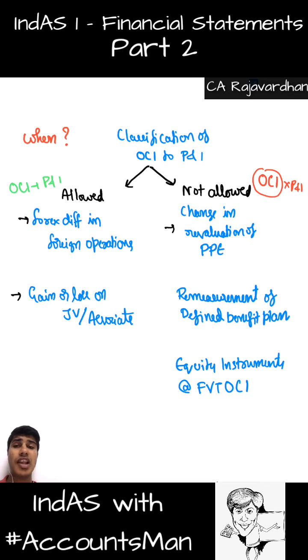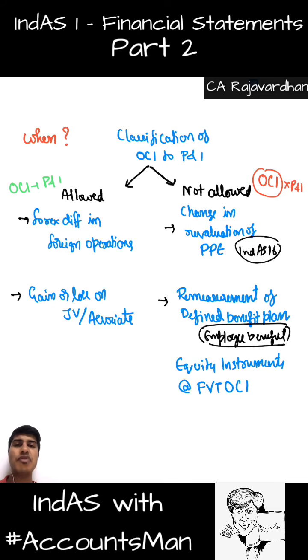If there is any change in revaluation of PPE, we will discuss this when we start with Ind AS 16. So when it is there, it will remain there. It will not get transferred to P&L account ever. Then if there is any remeasurement of defined benefit plan, this is with regard to employee benefits, it will remain as other comprehensive income only when there is change in the value of the plan assets. You get that? This is a little different from our accounting standards. We'll discuss it when we take up employee benefits. So at this particular stage, it will remain as OCI and never go to P&L account.